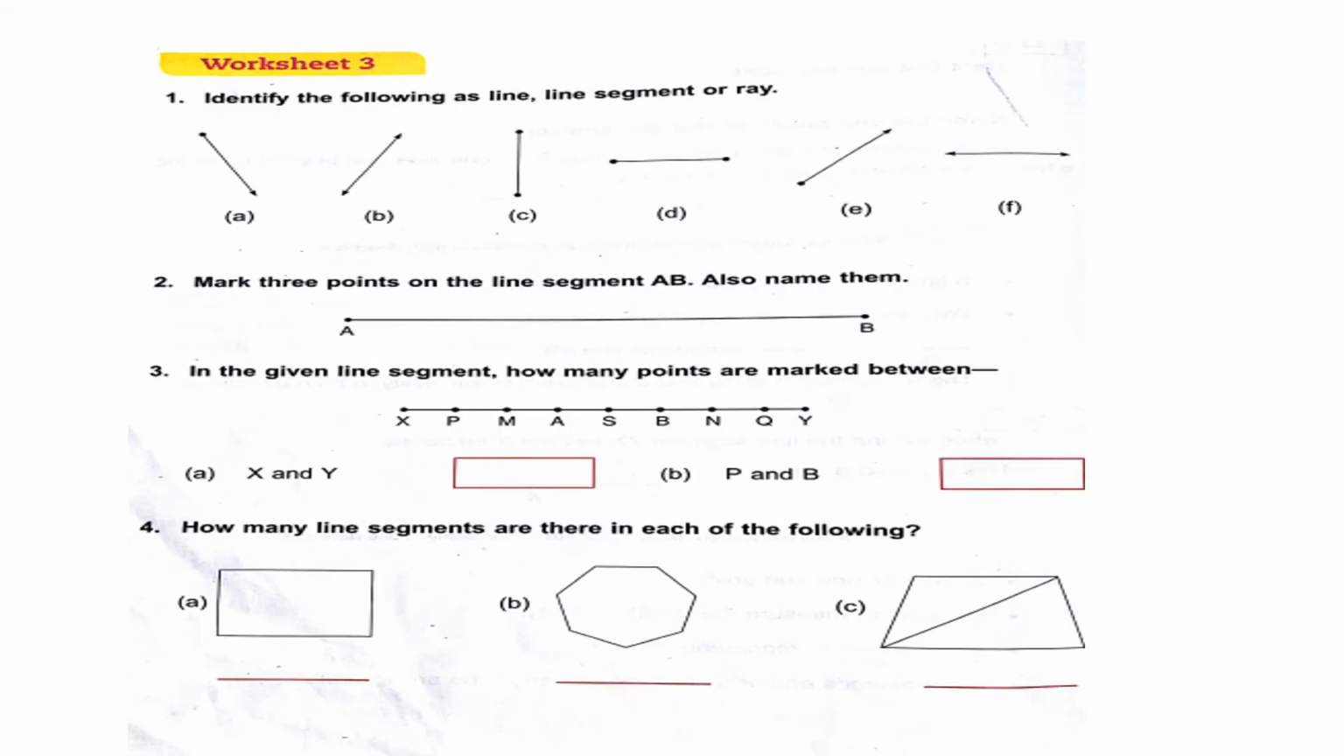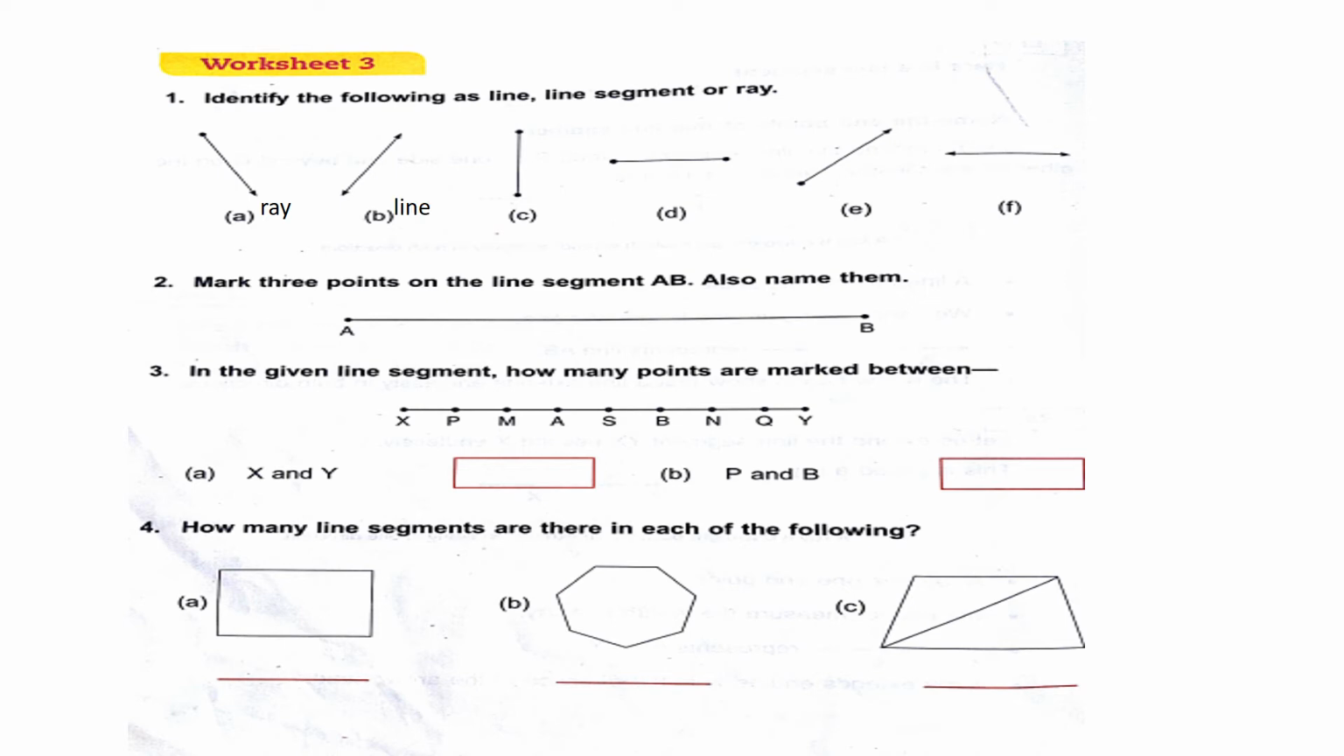Let's solve worksheet 3. Identify the following as line, line segment or ray. Now see the first figure. It has one endpoint and extends endlessly in the direction of the arrowhead. So it is a ray. Now see the next figure. The arrowhead shows that a line extends endlessly in both directions. So it is a line.